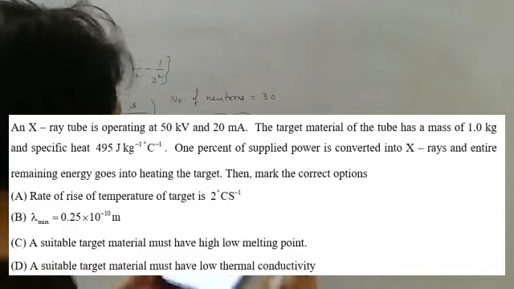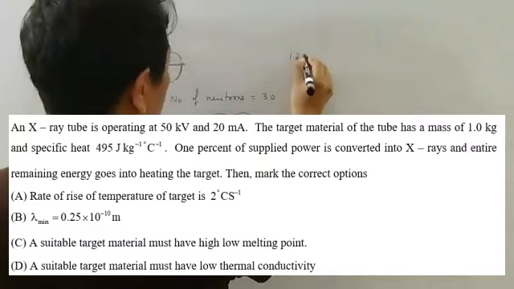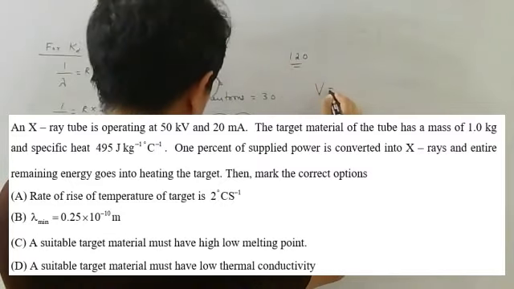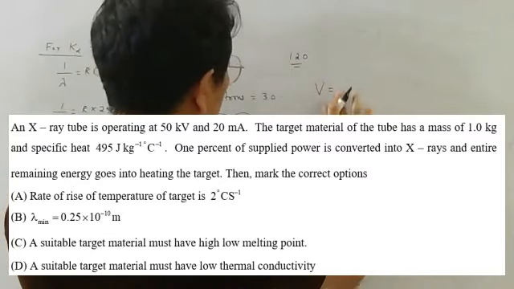An X-ray tube is operating at voltage. So voltage is 50 kilovolt.